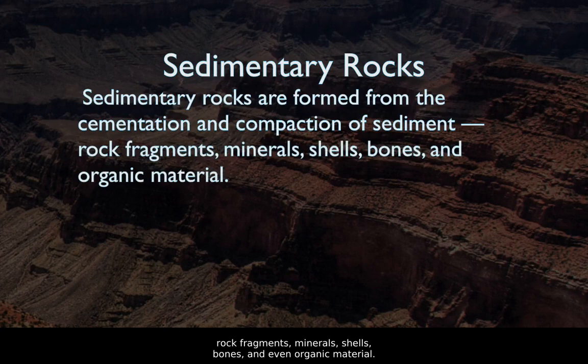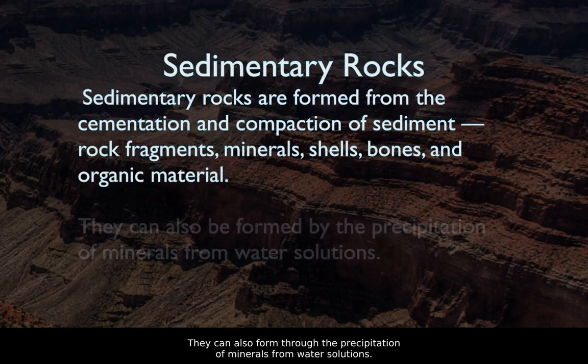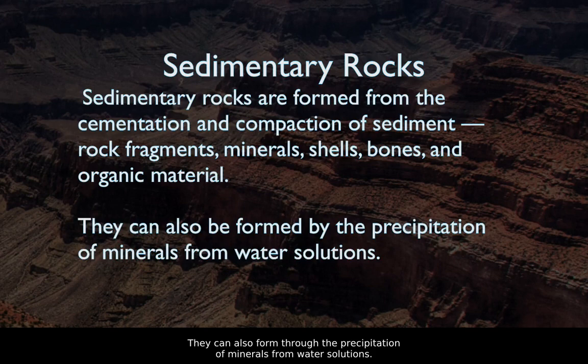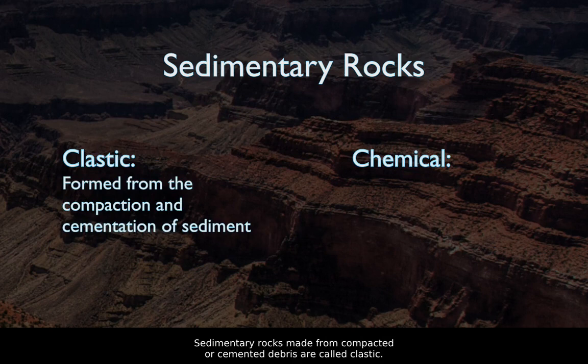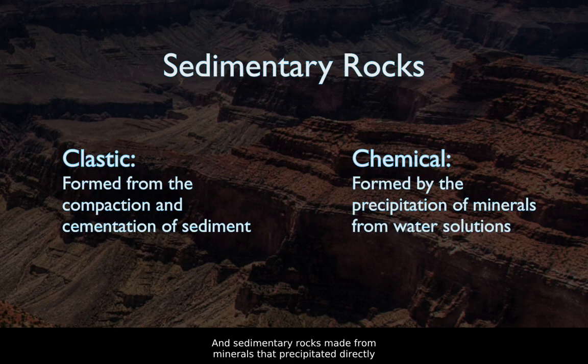Rock fragments, minerals, shells, bones, and even organic material. They can also form through the precipitation of minerals from water solutions. These two different ways of formation divide sedimentary rocks into two groups. Sedimentary rocks made from compacted or cemented debris are called clastic, and sedimentary rocks made from minerals that precipitated directly from surface fluids are called chemical.